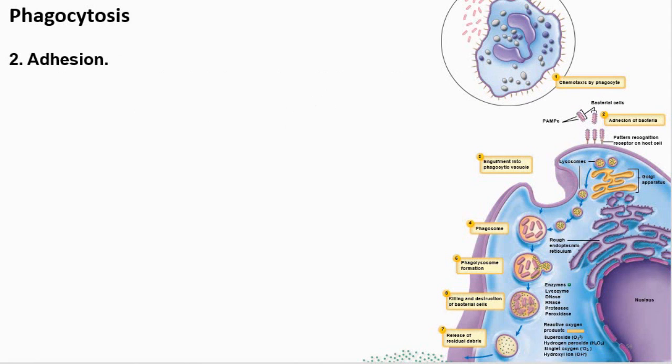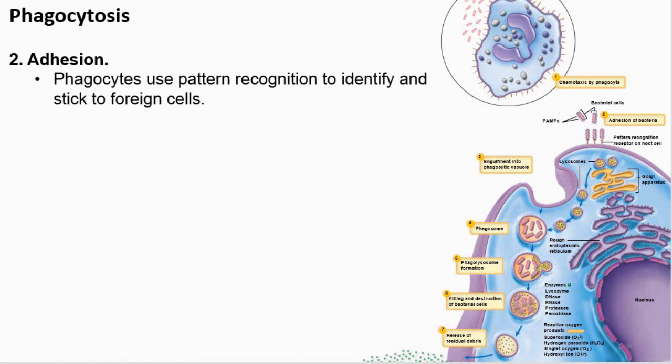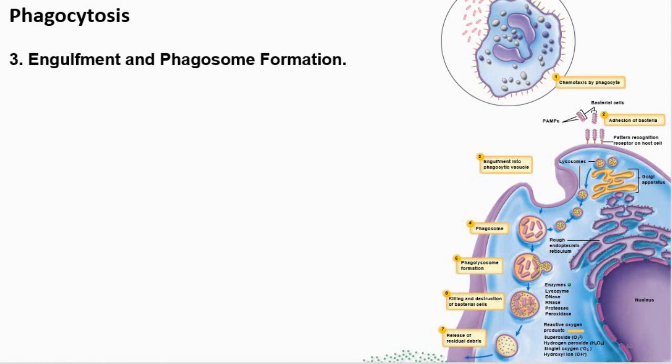Okay, so once this phagocyte is in the area, it's got to recognize it. So these little guys here are the bacteria. This huge guy right here, that's the white blood cell we're talking about, this phagocyte. The second part of this is adhesion, and this is where the bad guy, the bacterium in this case, or three bacteria actually, attach to the PRRs. So the PAMPs attach to the PRRs of the phagocyte. Once it recognizes it as foreign, it is going to engulf it and form a phagosome.